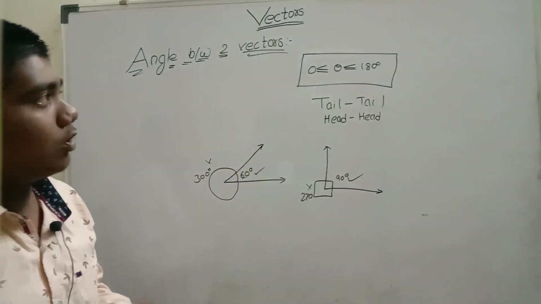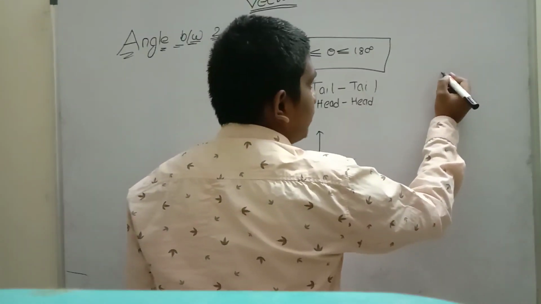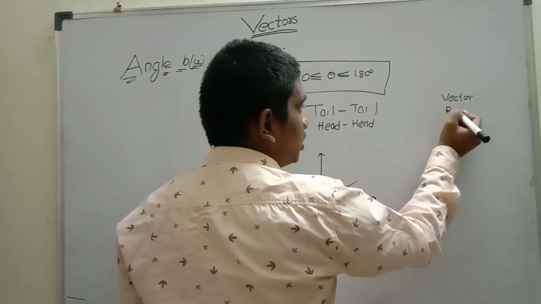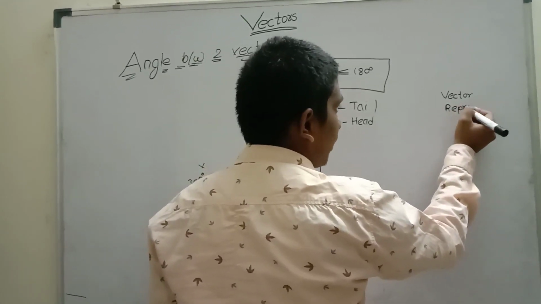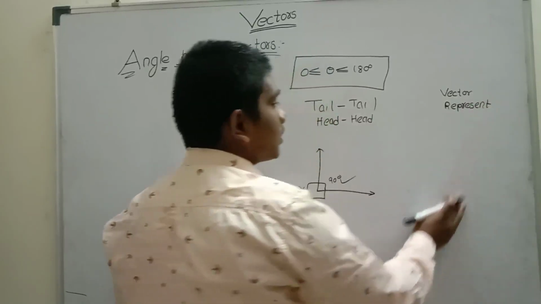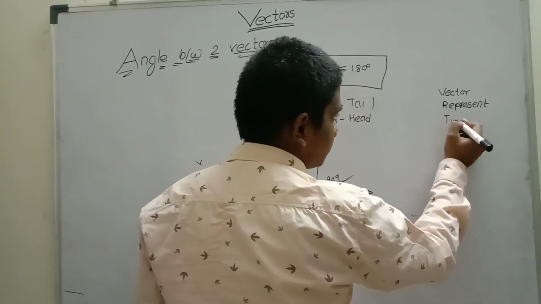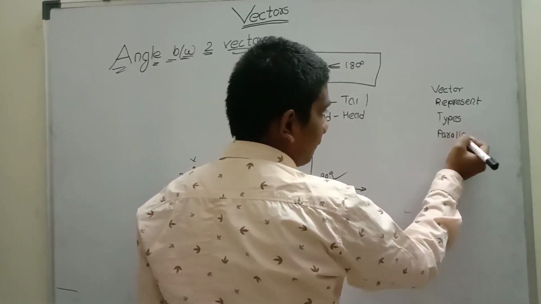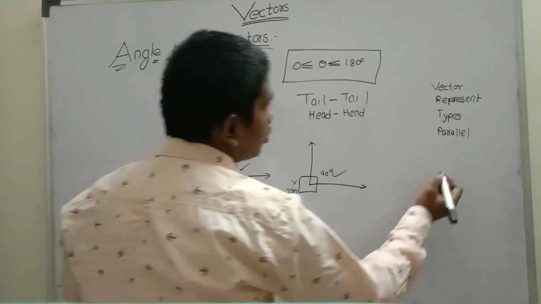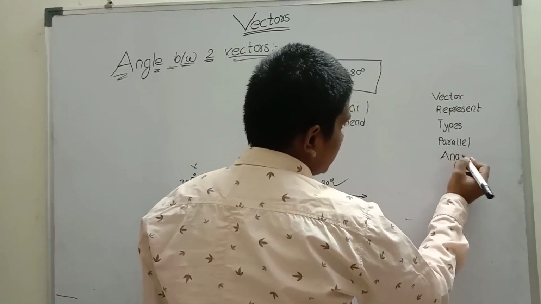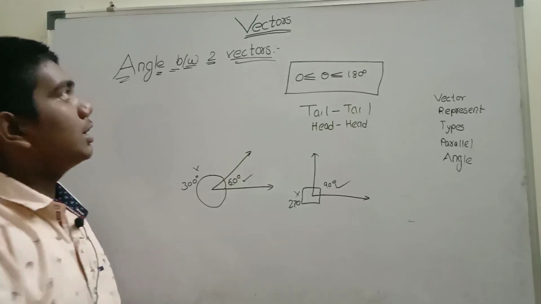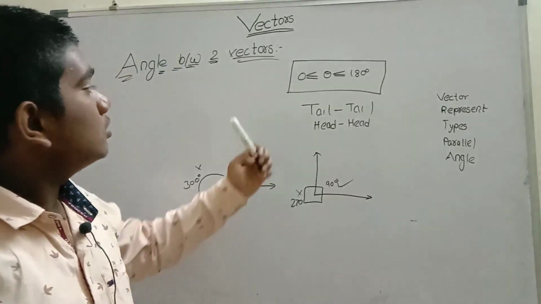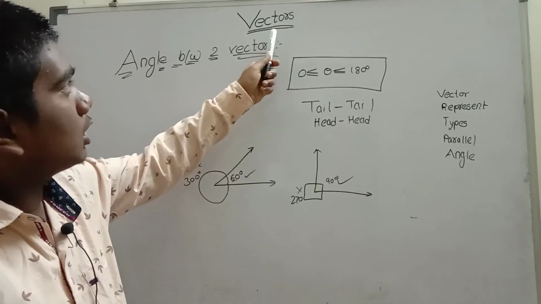So in this video we have learnt what a vector is, how to represent a vector, types of vectors, parallel shifting of vectors, and how to find the angle between two vectors. These are some of the basic key points most students should learn in the vectors chapter of 11th standard.